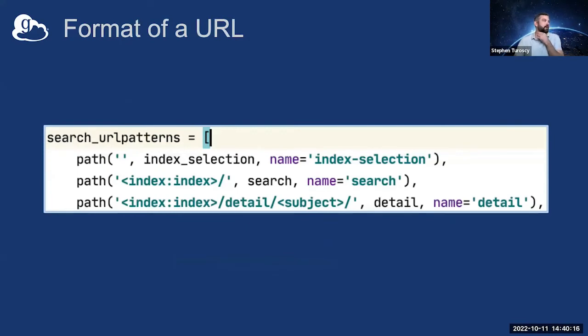This is an example of what a search URL pattern might look like within your Django project. It's just a path indicating what the path is. So this top path would be, let's say, a home level path. That's your index selection view. And then so on and so forth. Then you have your index detail, which is a search view. And then even drilling down to a subject, you have a detail view here as well.